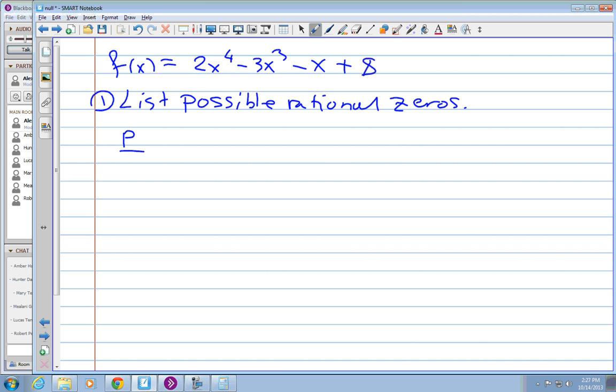So again, these are your p's over q's. The p's would be the factors of the constant. The q's would be the factors of the leading coefficient. So the constant term is 8. So we'll always get plus or minus 1. Then we can get plus or minus 2, plus or minus 4, and plus or minus 8. These are all possible factors of the constant term. Now the denominator would be the possible factors of the leading coefficient, which is 2, so we get plus or minus 1 and plus or minus 2.